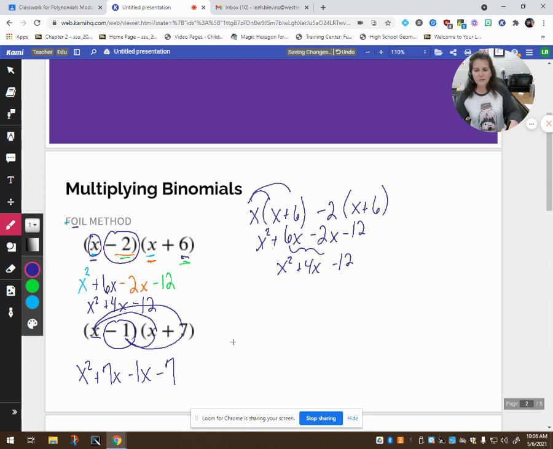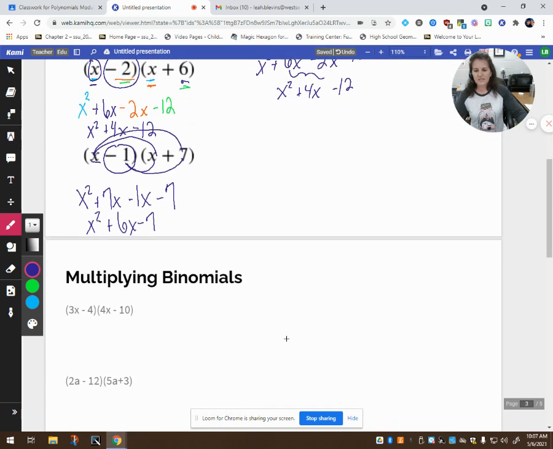Negative 1 times x is negative 1x, and negative 1 times 7 is negative 7. To me, this is the same thing as doing the FOIL. I did first times first, outside times outside, inside times inside, last times last. Or you can think of it as I took this x and distributed it to both things over here, took the negative 1, distributed it. However you want to think about it, as long as you can get the correct answer. And there is our answer: x squared plus 6x minus 7.